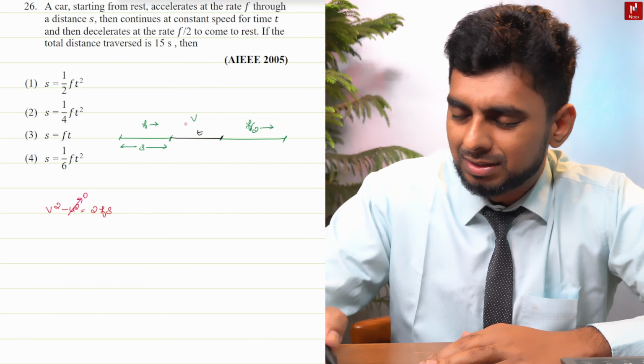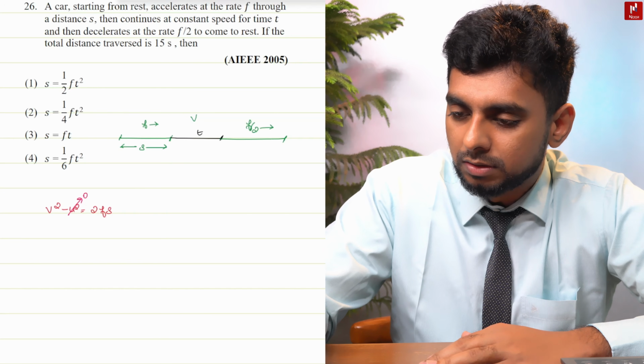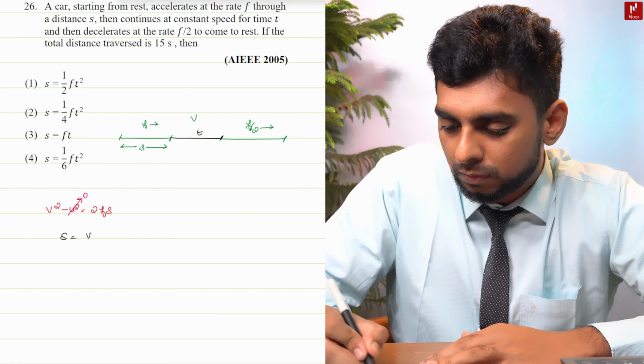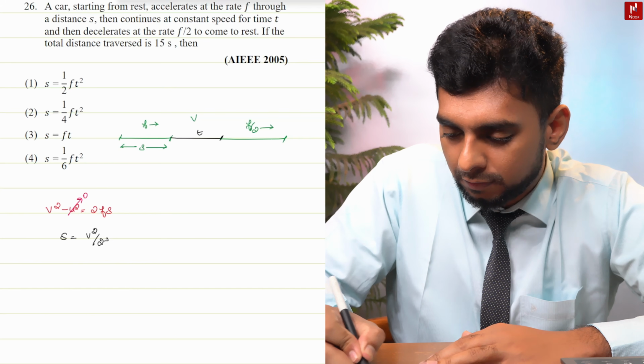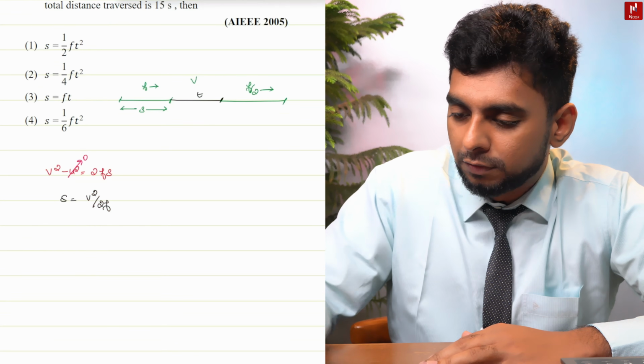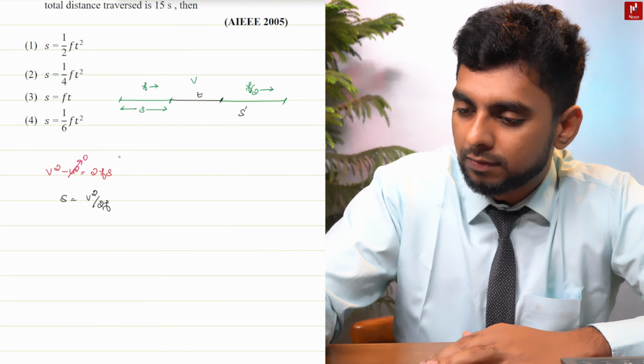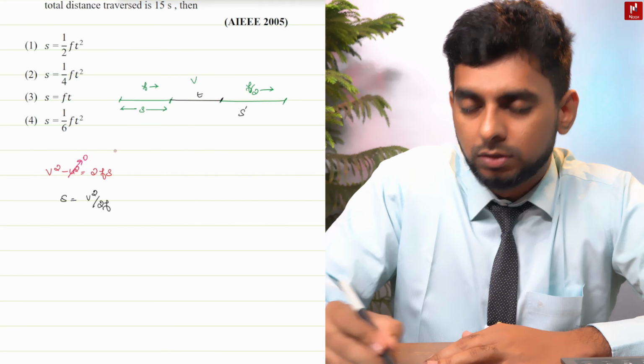So you have got something like 2fs, that's going to be v square. So with this situation, the s that it covered was v square divided by 2f. Okay, I just need to find this new s dash. If I have to get that s dash, let me use this equation once again.